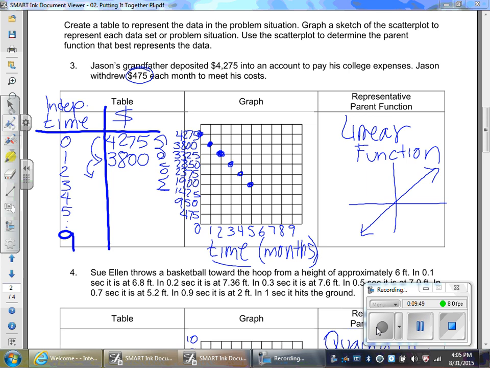And now if you notice the x and y axis, or the horizontal and vertical axis, we have them labeled different. So for this one, we decided to go by one. So 1, 2, 3, 4, 5, 6, and so on. For the vertical axis, which is representing the amount of money left, we went by 475. Okay, and of course the parent function is the linear function.